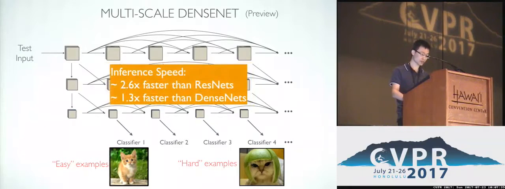So this gives us 2.6 times faster inference than ResNet and about 1.3 times faster than DenseNet.